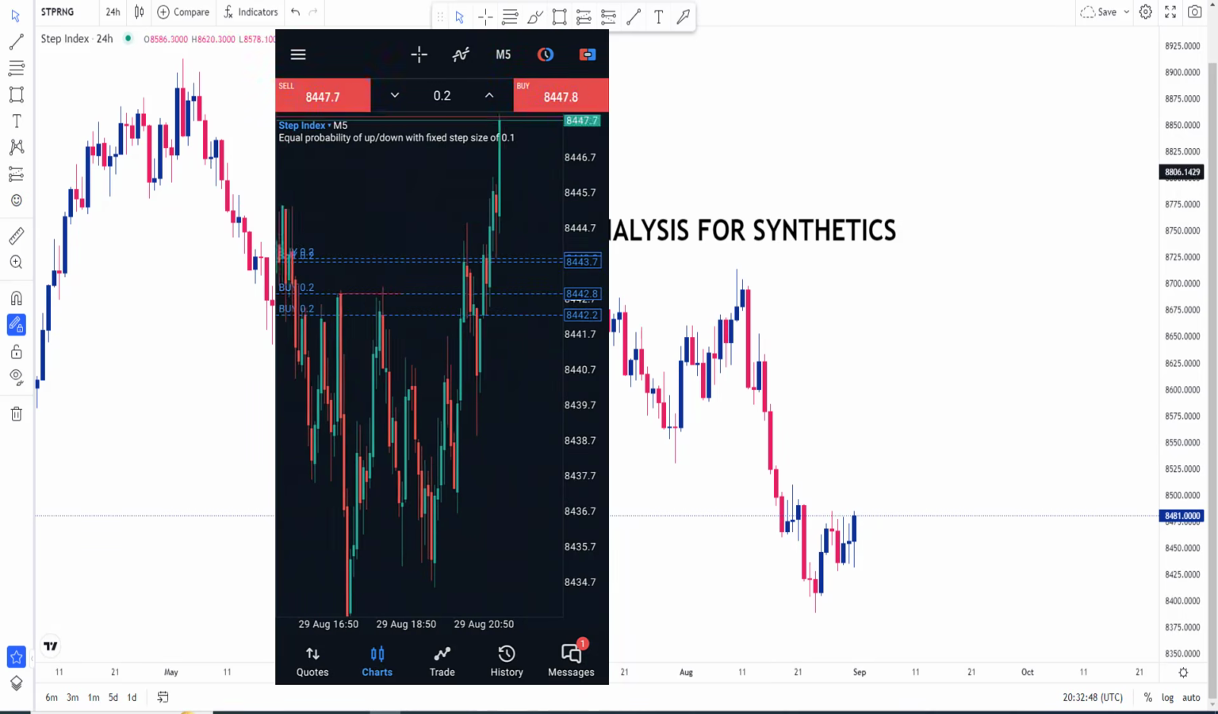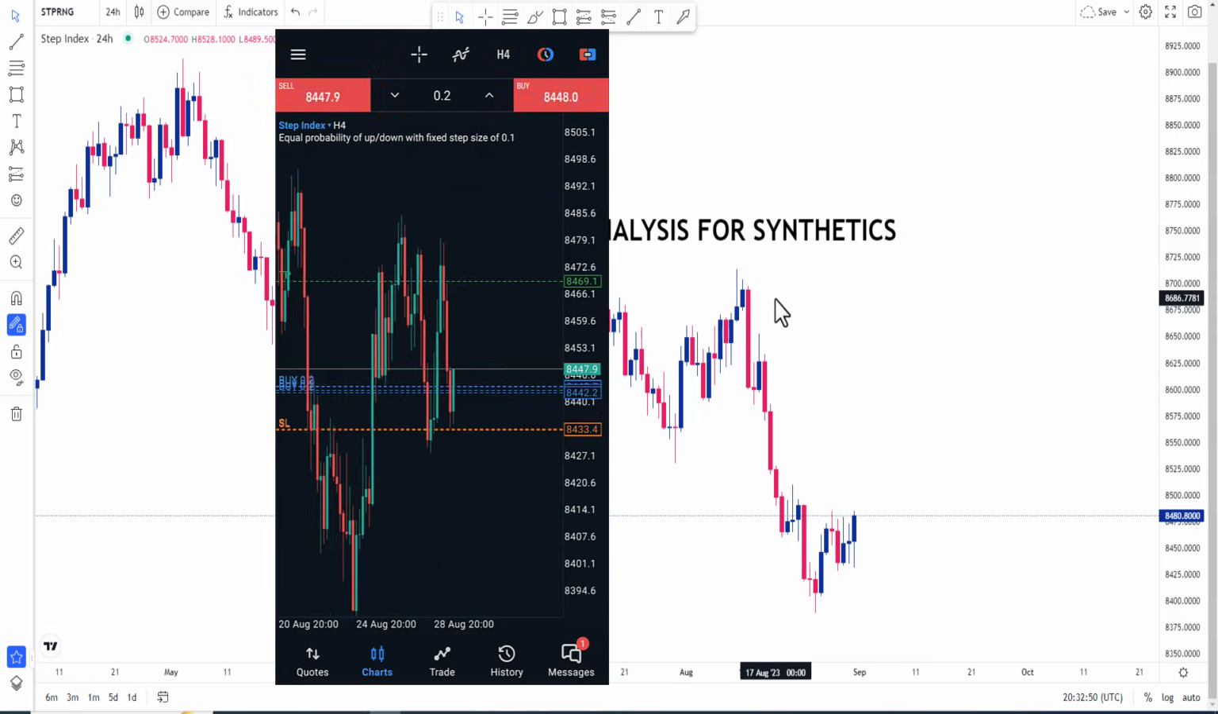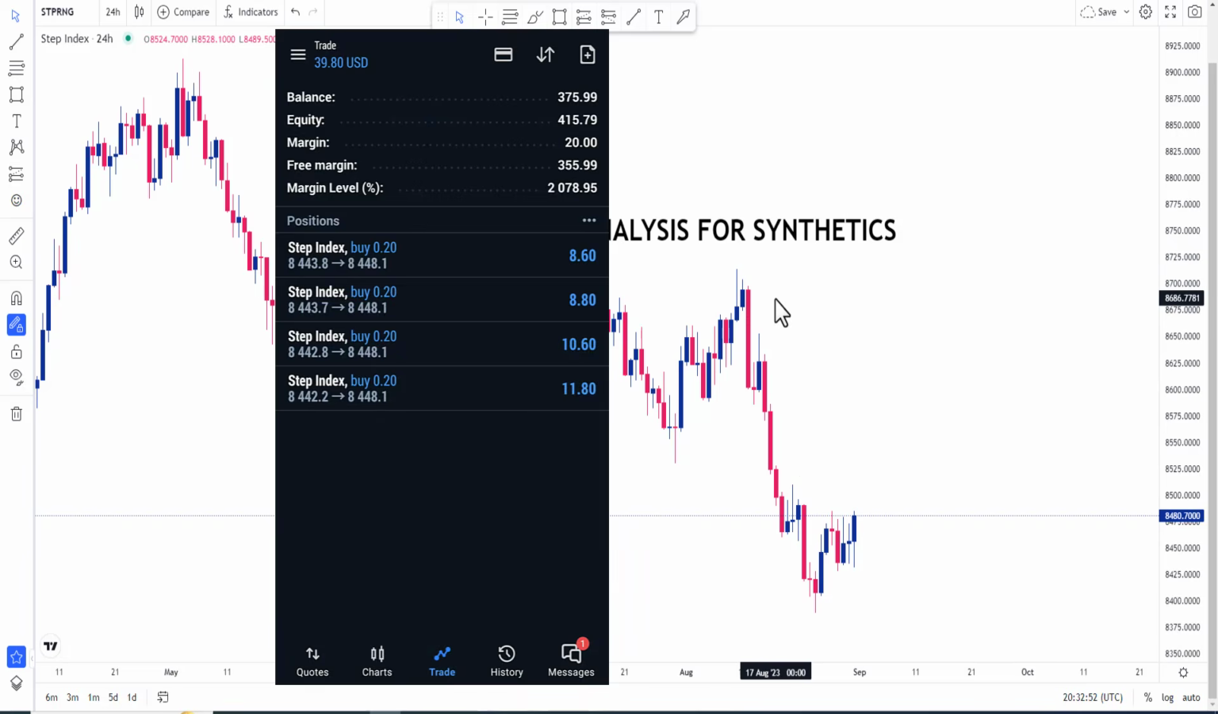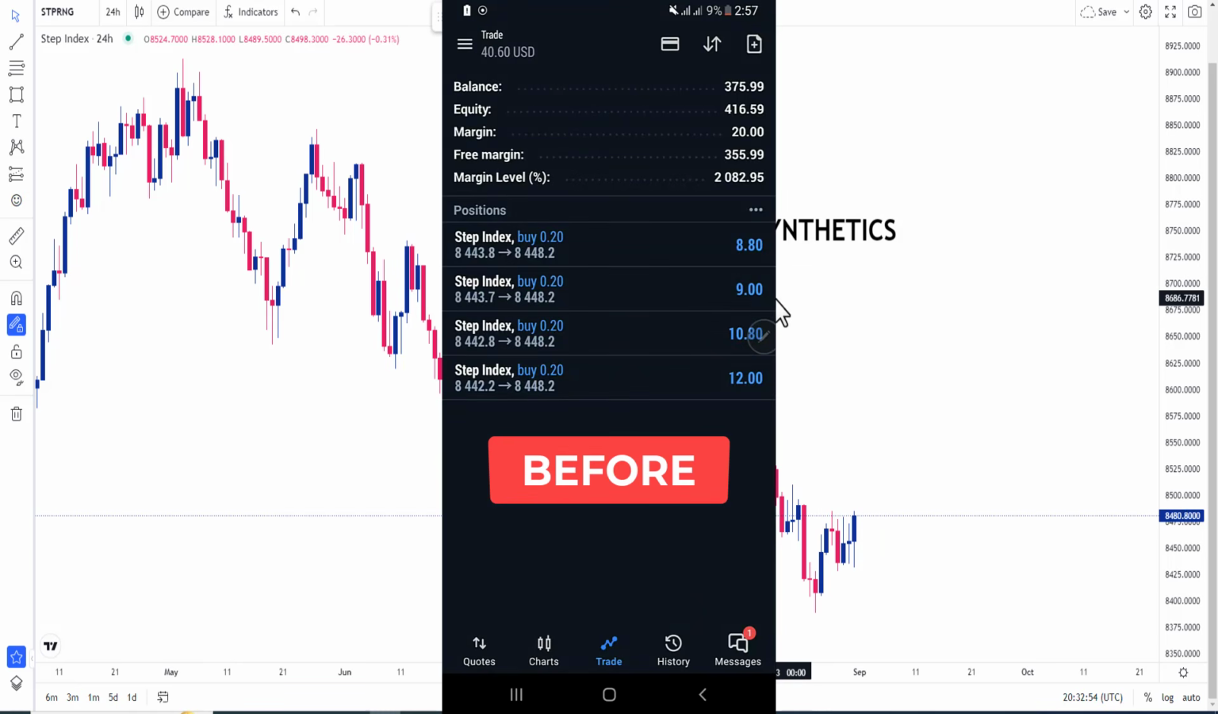I have some of the results right here. I'll display them right now on my screen. These are some of the trades I actually screenshotted. Very perfect ones. I want to show you the simplest and easiest top-down analysis to do on synthetic indices.